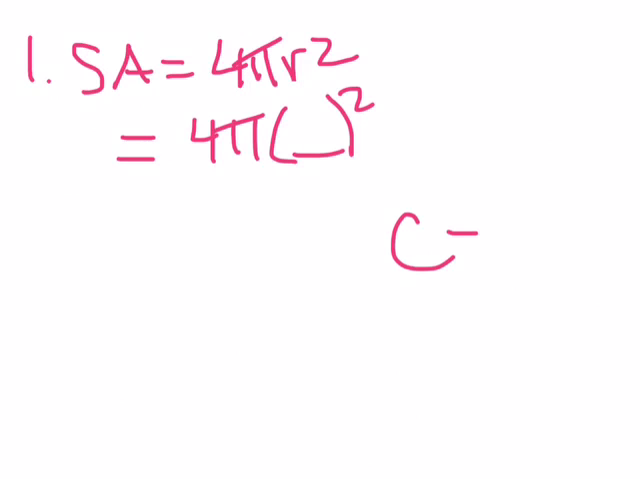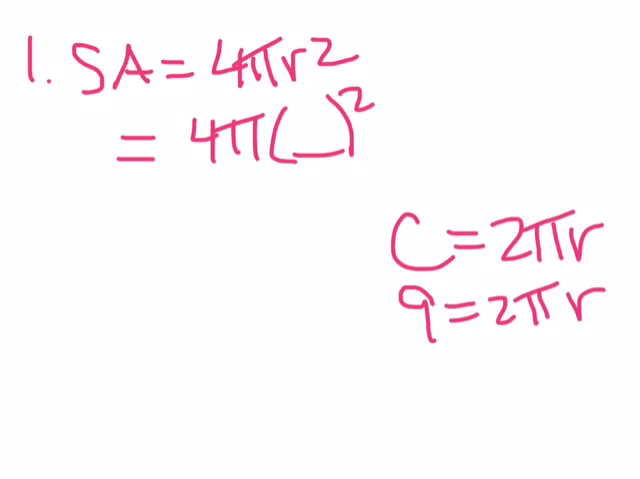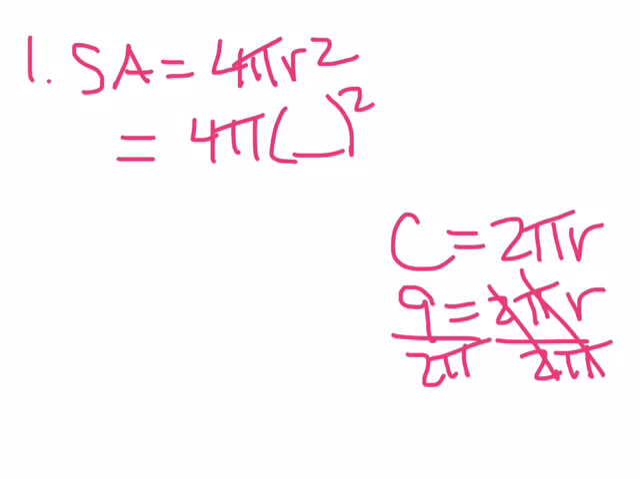And remember, we did examples like this in our circles unit, talking about circumference. Plug in 9 into the circumference formula, and then we can divide by 2 pi on both sides to get r. Put it in parentheses, or you can divide it one at a time. You're going to get about 1.43 for r. And you put that up here.